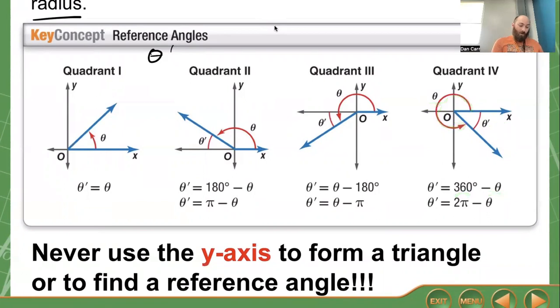Again, it's very important to remember, we never use the y-axis to form a triangle. Any triangles we create have to be drawn to the x-axis. Okay, they're always drawn in that way.